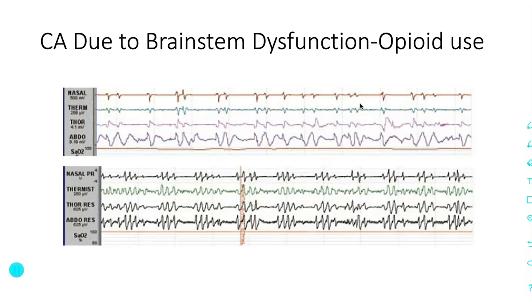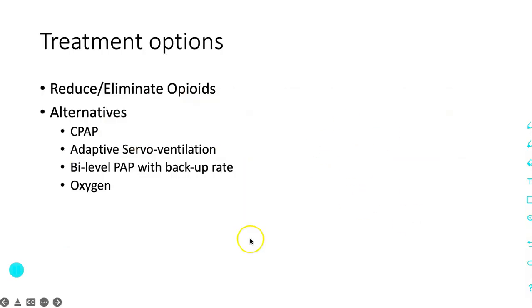The second group is central apnea due to brainstem dysfunction, as in the case of medication use such as opioids. You can see that there are short pauses of central apneas interposed by a couple of normal breaths, and this continues. The treatment option will again be to reduce or eliminate the opioid use, and that is the medical management. The alternative therapies include fixed CPAP, adaptive ventilation, bilevel PAP with a backup rate, or oxygen therapies.